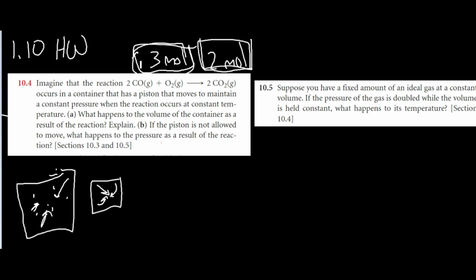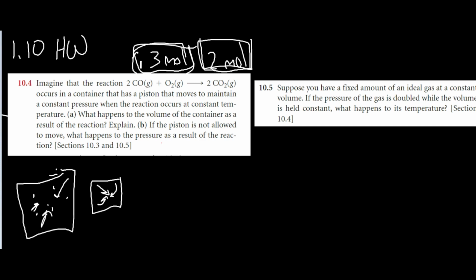All right, for B, if the piston is not allowed to move, what happens to the pressure as a result of the reaction? So at constant volume and temperature, pressure is proportional to the number of particles. So since the number of molecules decreases as the reaction proceeds, the pressure also decreases. So when we're all done, the final pressure would be 2/3 of the initial pressure because the piston never moved, so you just have lower pressure. So yeah, that's the answer, lower pressure.